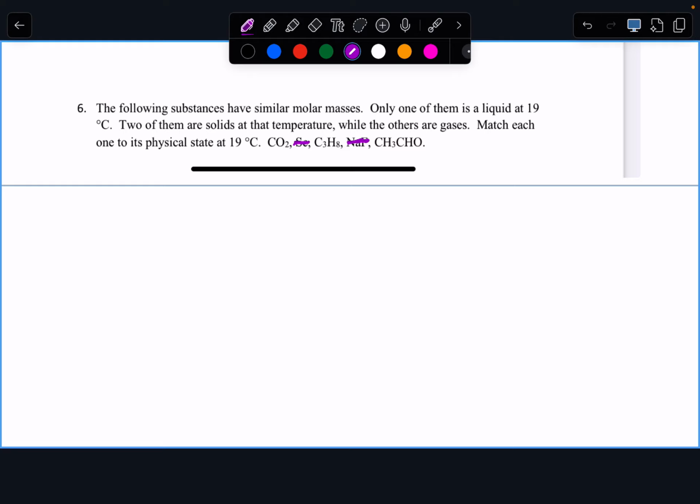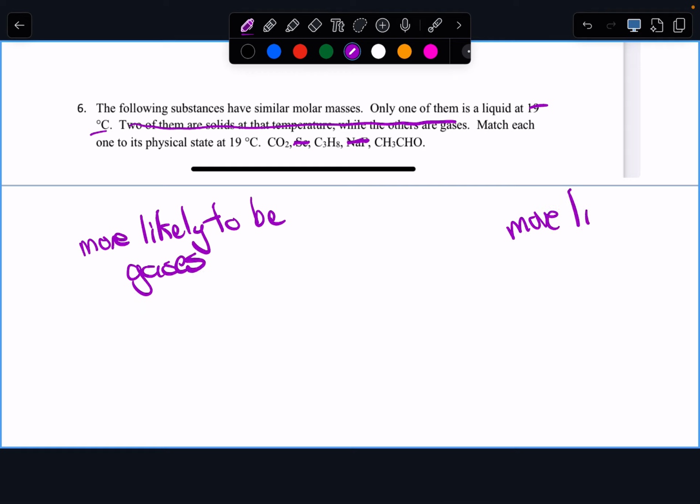Sorry, I'm thinking. All right, why don't we add in, so ignore this thing about what's a liquid, what's a solid, etc. I just want you to predict which are more likely to be gases versus which are more likely to be solids.